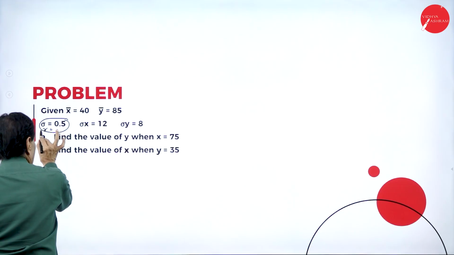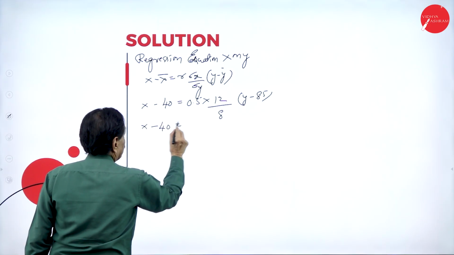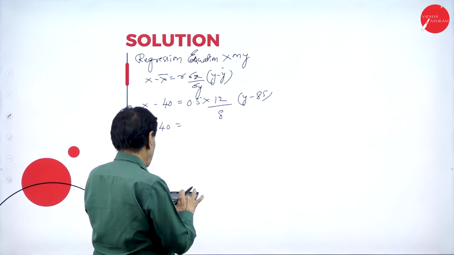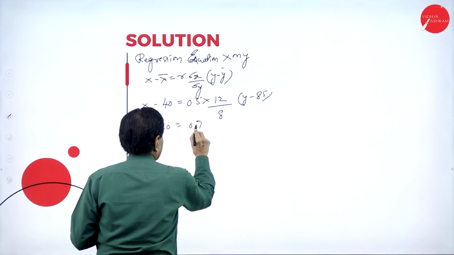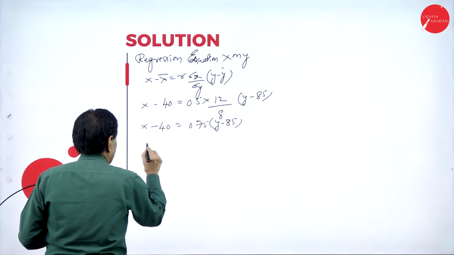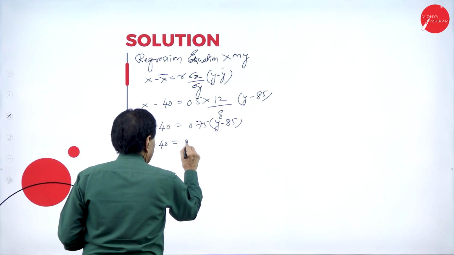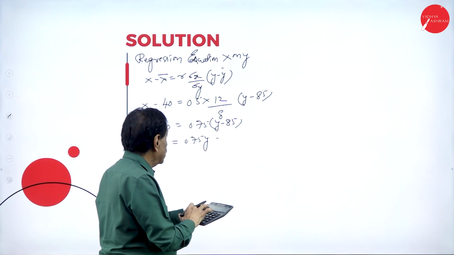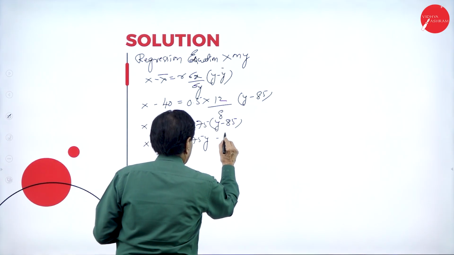This is nothing but r. Simplify. X minus 40 equals 0.5 into 12 divided by 8, which is 0.75, into y minus 85. X minus 40 equals 0.75y minus 0.75 into 85, which is 63.75.